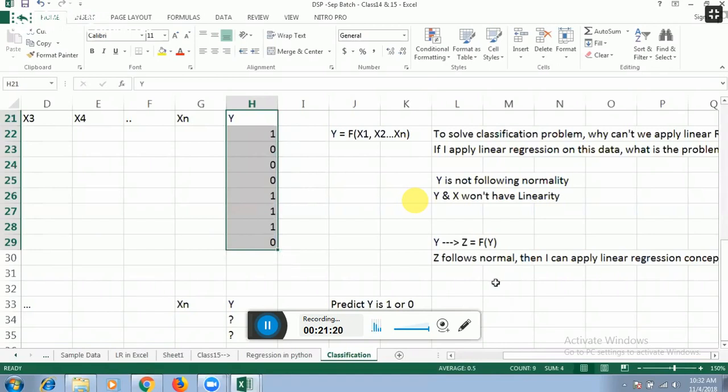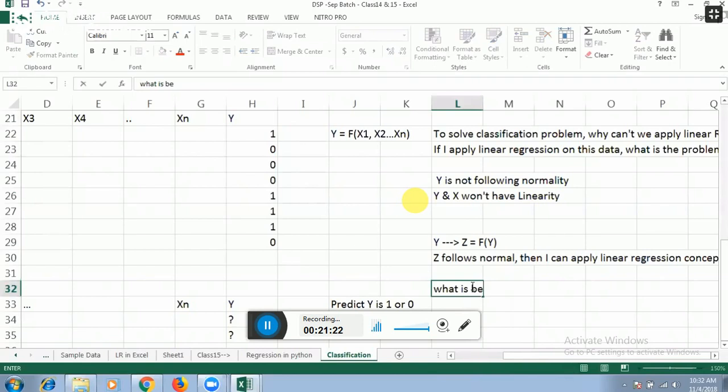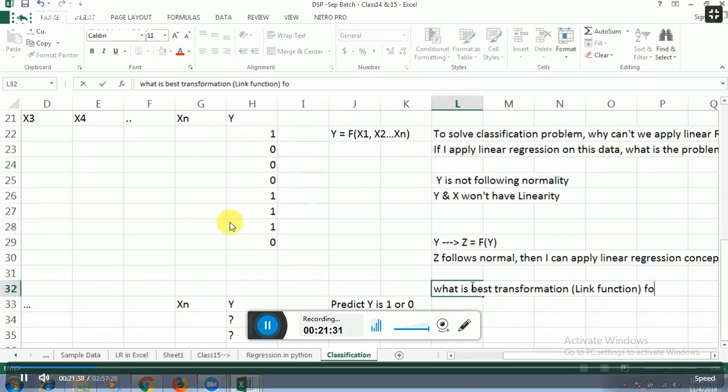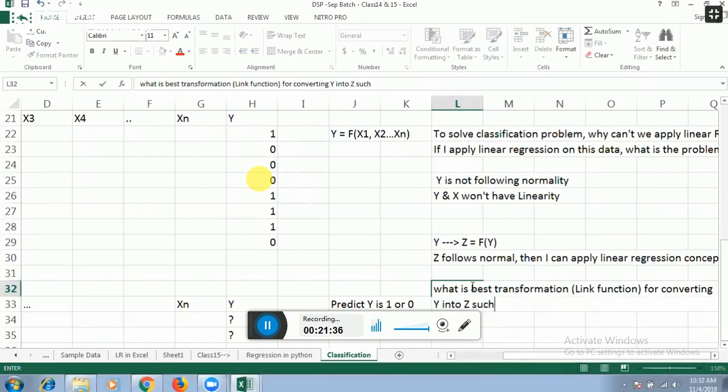So that means, what is the best transformation or link function for converting y into z such that z follows normality or linear regression. Is it correct or not? Yes or no? So this is the one concept which we need to identify. That is nothing but the link function I need to identify.